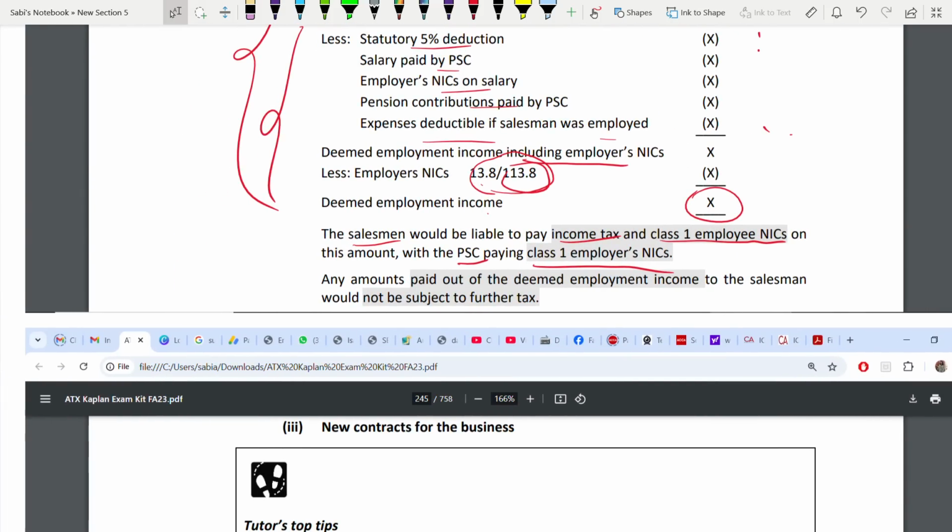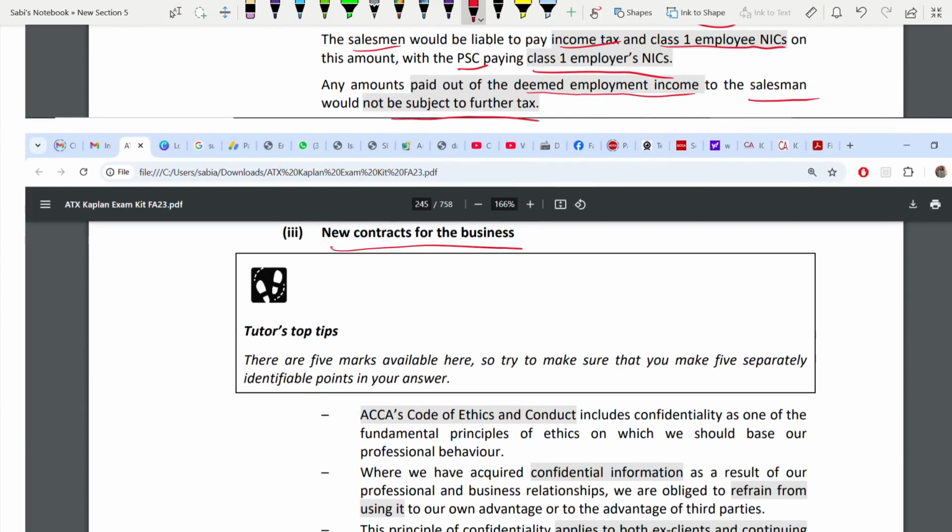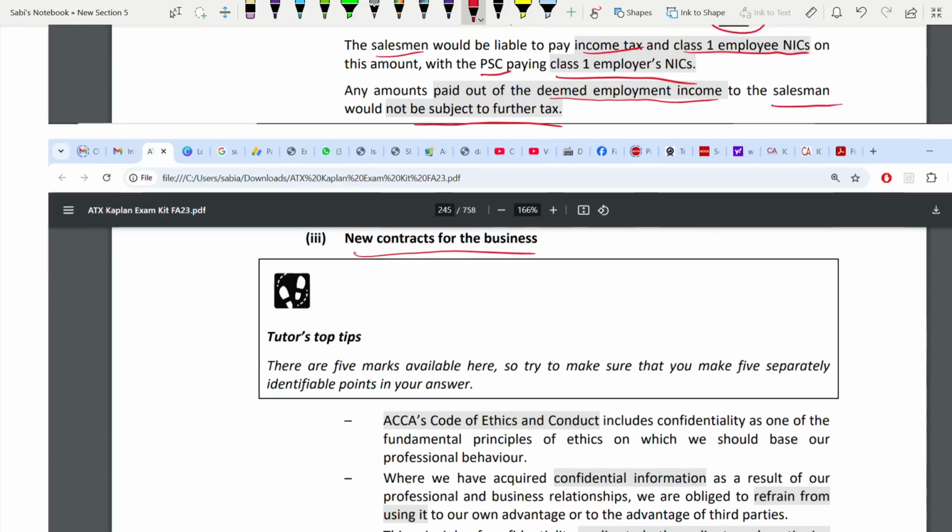So now, any amounts paid out of this deemed employment income, any payment. Remember, any payment of this employment income to the salesman will not be subject to further tax. This you have to write. Okay. You might be given this deemed employment income to the employee. It will not be subject to any more tax. Now, the next, new contracts for the business. Ethics, 5 marks for there. In question 2, I've told you how we do ethics questions. Okay. But anyway, we'll read it.